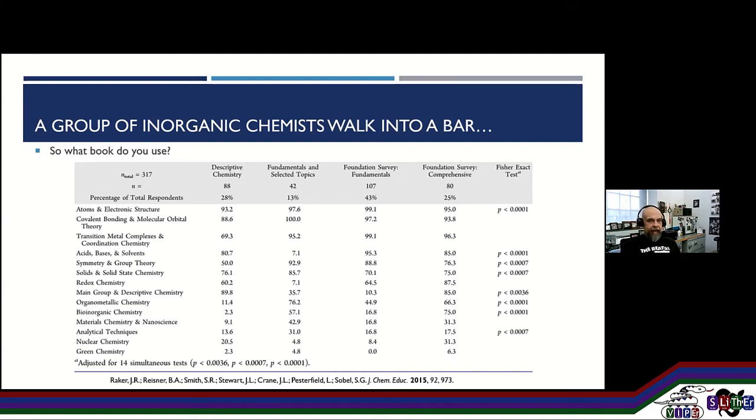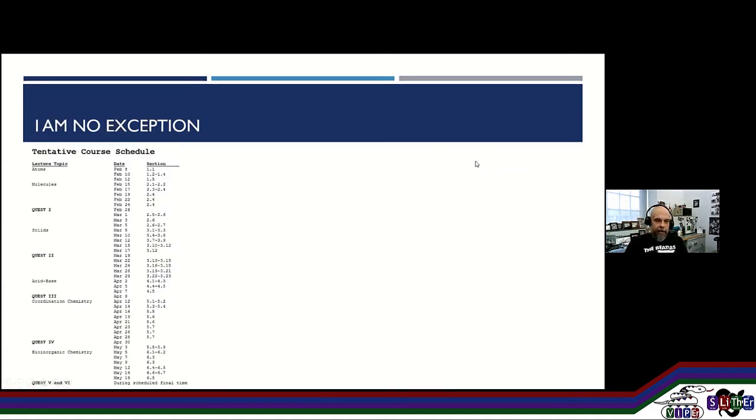So the answer to the question, what book do you use? Well, it pretty much gets an answer along these lines: I use blank, but I don't really like it because... And I'm no exception to that. I bounced around books for a number of years. I've mostly used Miessler, Fischer, and Tarr. I used Housecroft for a little while, but I was never really satisfied with them. And there are some reasons for that.